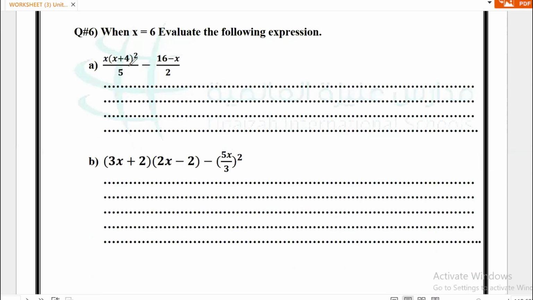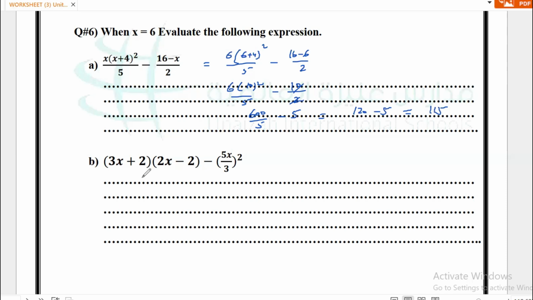Next question number 6. So this is related to order of operation, unit 5. So when x is equal to 6, evaluate the following expression. So we straight away replace the value of 6. 6 plus 4 whole square over 5 minus 16 minus 6 over 2. This is 6 bracket open 10 whole square over 5 minus 10 over 2, which is equal 10 square is 100. So 600 over 5 minus 5. So this is 120 minus 5, which is equal 115.